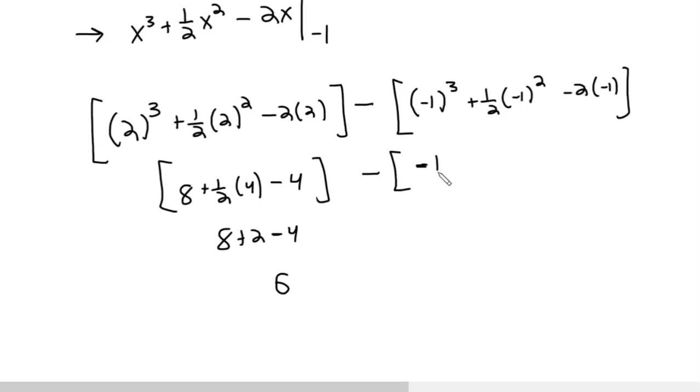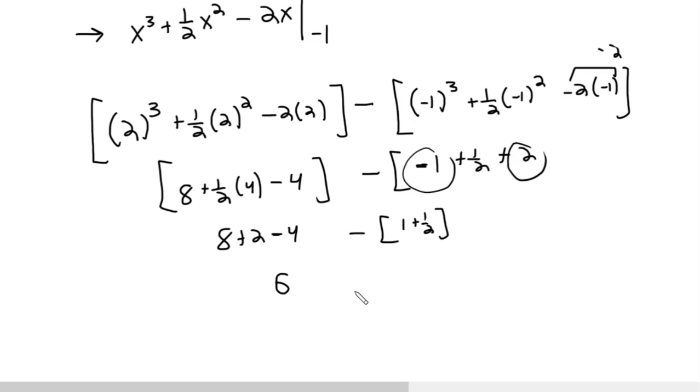-1 cubed is just -1. 1/2 times -1 squared, that's just 1/2. And then minus 2 times -1. Well, 2 times -1 is just -2, and then I subtract that, so that's just going to become a plus 2. So basically 2 minus 1, that's just 1, plus 1/2, that's going to give me 3/2. So I get 6 minus 3/2. And my answer then is just going to be 9/2. And that's my answer for that one.